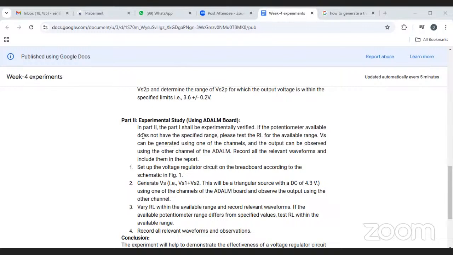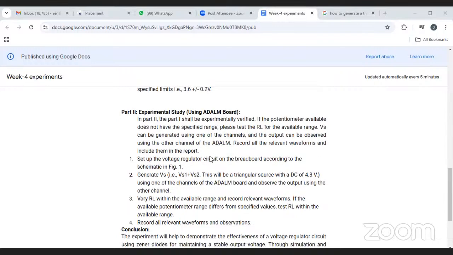So what you can do in part 2, part 1 shall be experimentally verified. If the potentiometer available does not have the specified range, please test the RL for the available range. Now, VS can be generated using one of the channels, and the output can be observed using the other channel of the ADALM. Record all the relevant waveforms and include them in the report.